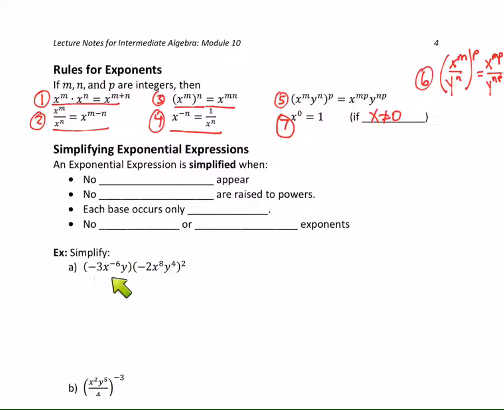Now, to be simplified, I want to make sure that 4 things are true. We're going to apply every rule we possibly can. So one of the rules is no parentheses appears. No powers are raised to other powers, so we apply the power to a power rule if we can. Each base only occurs once. And we've got no negative or 0 exponents.